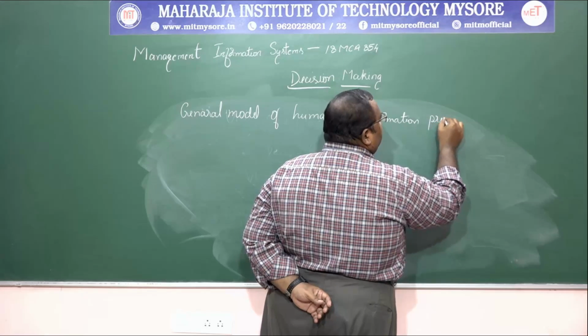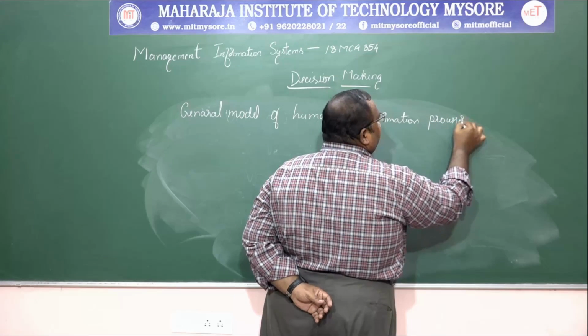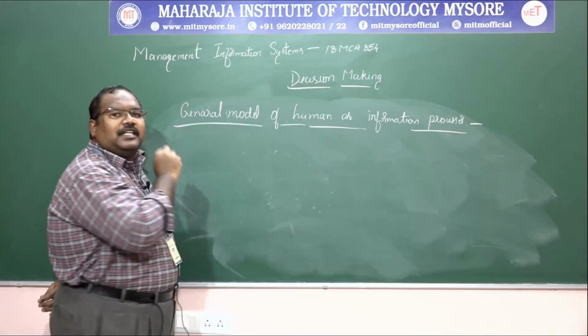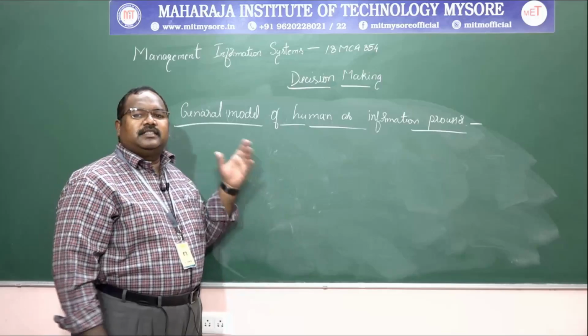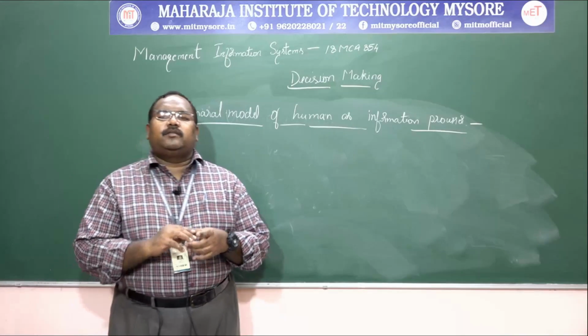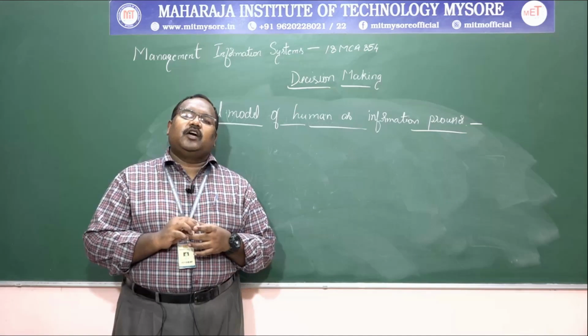We know about the processor. Now how do we say humans are also information processors? That is what we are going to discuss in this session. Now, a simple model of a human as an information processor consists of sensory organs.